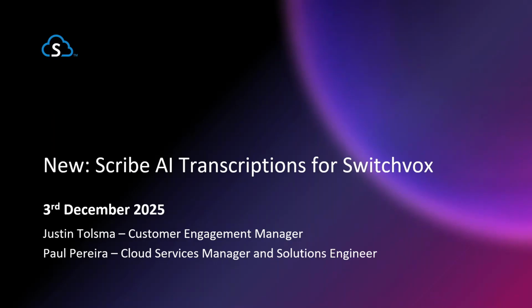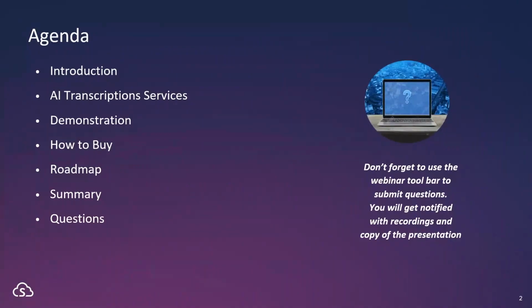Okay, what are we going to talk about today? First of all, we do a quick introduction. And then we dive a little bit deeper into the transcription services for Switchvox. So what it does, what benefits it has, what it looks like, some screenshots. Then Paul and I do a quick demonstration of how it works in real time. Of course, we tell you how to buy it, where to buy it, and tell you a little bit about what the Sangoma roadmap is with regards to AI, because it's the buzzword, of course. We do a quick summary and then we'll answer some questions, and that nicely ties into what you see on the right-hand side of the screen.